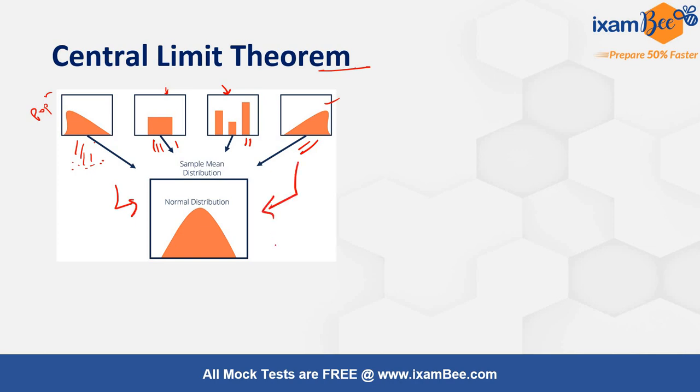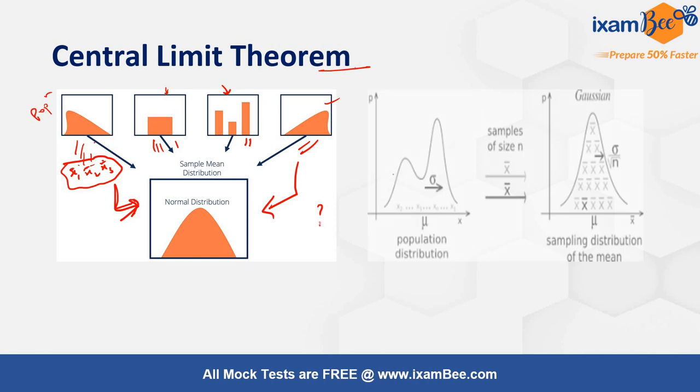This is what the Central Limit Theorem tells you, that you have found x bar 1, x bar 2, x bar 3 and so on for the different samples. Now this distribution of these sample means will follow a normal distribution. But why is this so? Why does this happen, that if the population distribution is any distribution, there's no restriction that the population should only be normal. It could be any distribution.